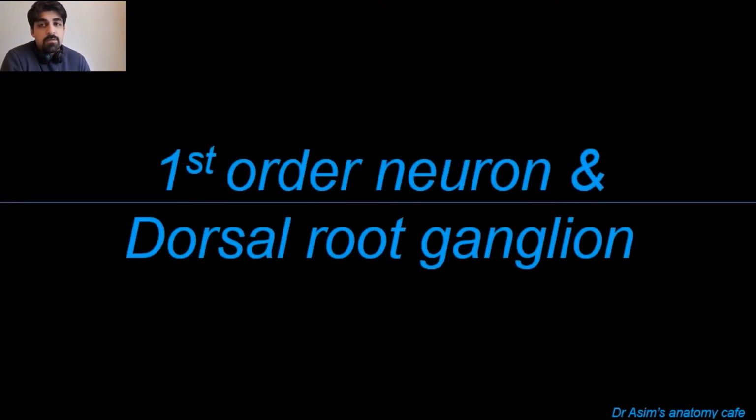Now let's begin by talking about the first order neurons. The good thing is that irrespective of the type of the sensory pathway which we are going to discuss, the first order neurons of almost all the sensory pathways are situated inside the peripheral nervous system. And the cell bodies of these first order neurons are going to be situated within the dorsal root ganglion. Hence, we can discuss the first order neurons of almost all the sensory pathways together in general.